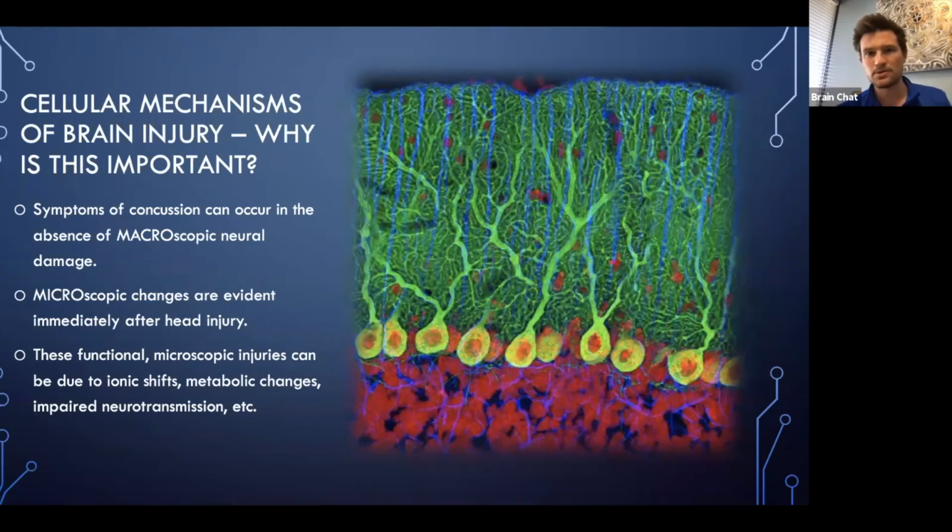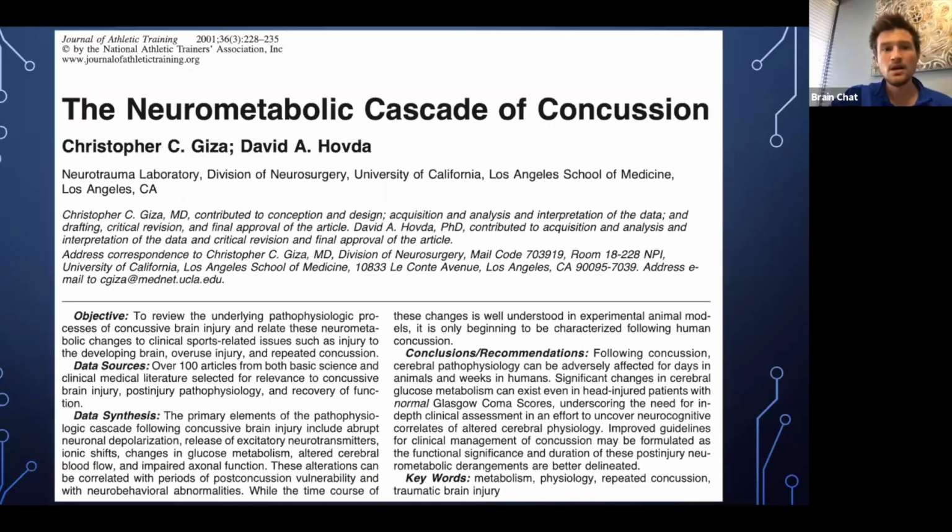And that's why this paper is so important, because you've got to see what's happening at the cellular level. You've got to see what's causing axonal dysfunction, what's causing neuronal dysfunction. Why isn't the brain able to do its job the way that it was doing before? And to me, personally, I think it boils down to what's happening at the cellular level. So there's functional microscopic injuries, and this can be due to something as simple as ionic shifts, metabolic changes, and impaired neurotransmission. So this is the paper I was talking about in the Journal of Athletic Training.